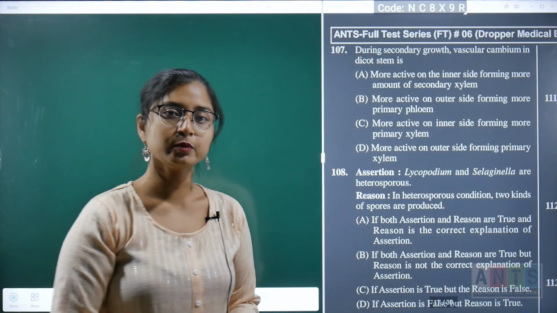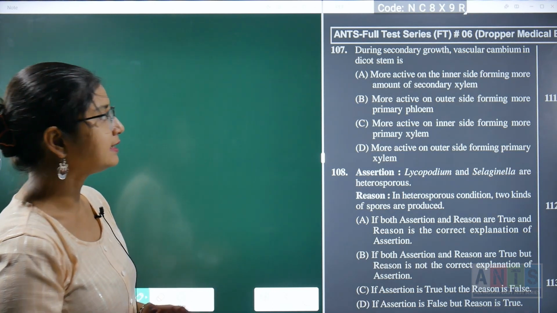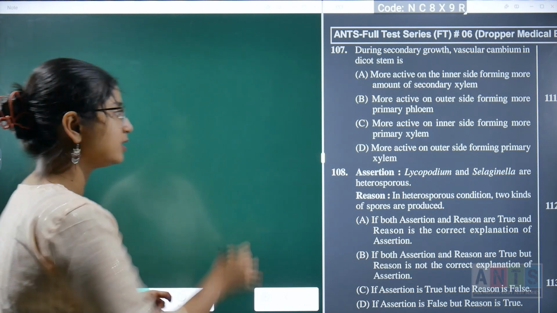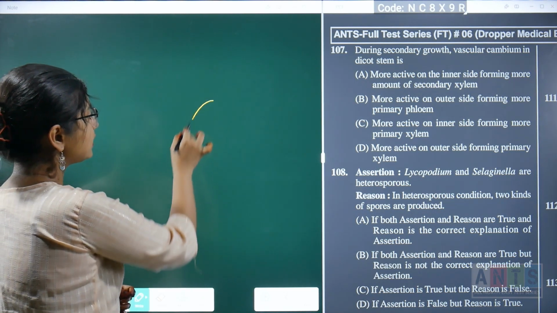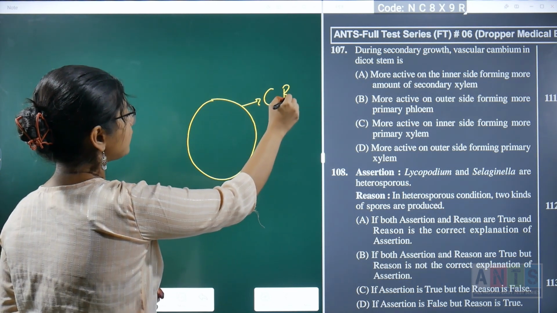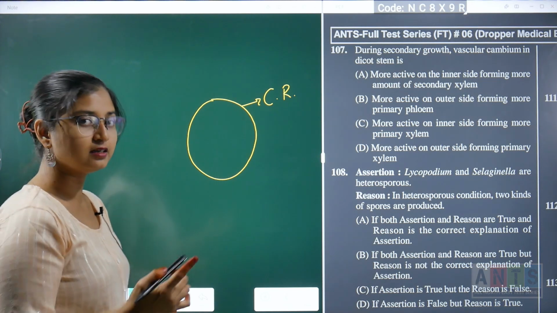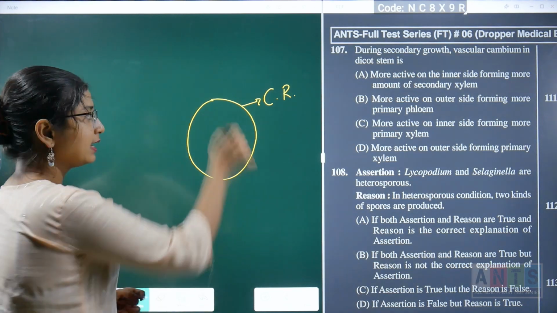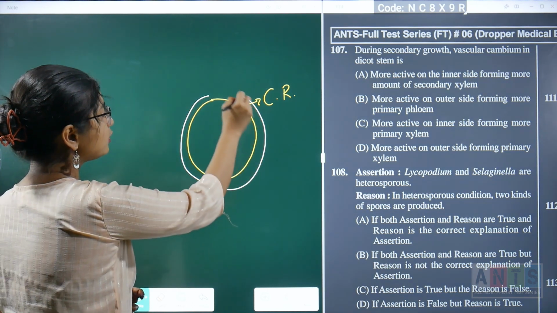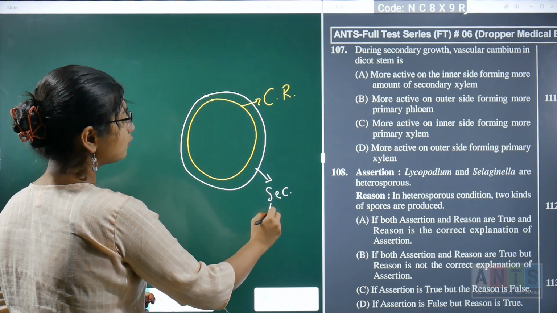Now question number 107. During secondary growth, vascular cambium in dicot stem, the cambial ring in case of a dicot stem, what it does is, let's assume कि ये जो ring यहाँ पे आ रहा है, this is the cambial ring. So what this cambial ring is going to do is, it's going to develop secondary tissues on both sides. Cambial ring का जो बाहर वाला area हो रहा है, उसमें वो deposition कराएगा a layer of secondary phloem.